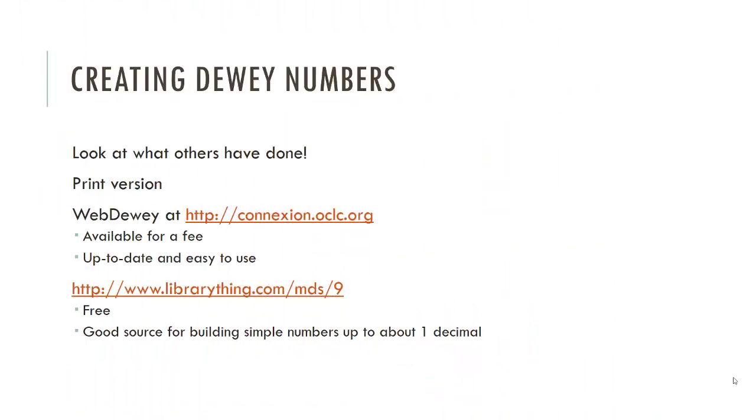And then if you want simple numbers, maybe going up to about one decimal, LibraryThing has a really nice little website where you can build very simple numbers. This is quite often sufficient. I know there are some people in North Carolina who have other websites that they really like for constructing Dewey numbers that may get a little more complicated than that. So if you're looking for something that's going to guide you a little further, you might put out on the listserv that you're looking for a website where you can find good Dewey numbers, and see what people start sending your way. That's going to be a really good resource, that listserv, for lots of things like that.